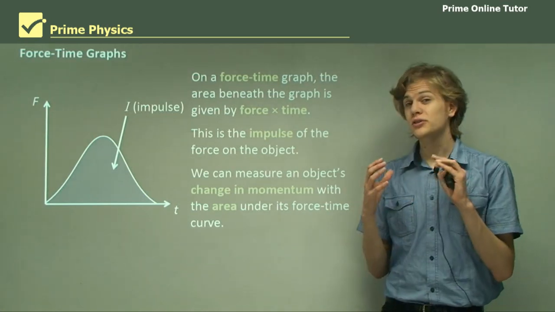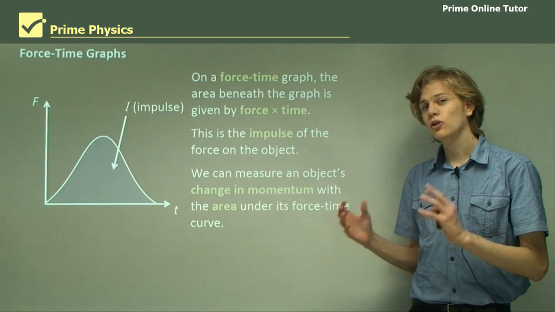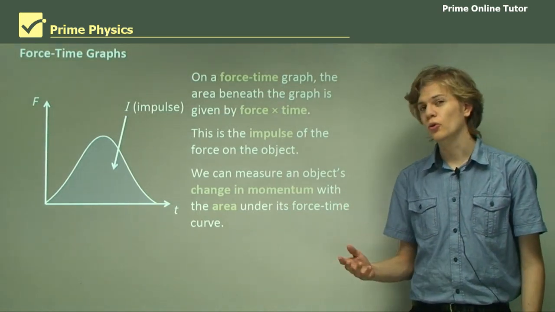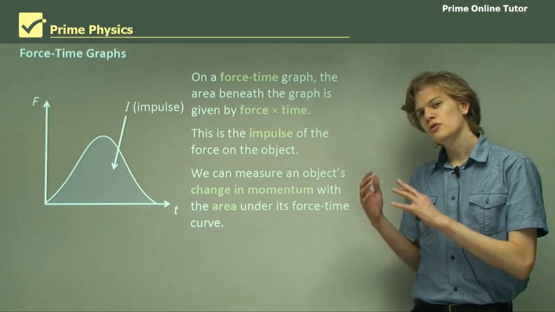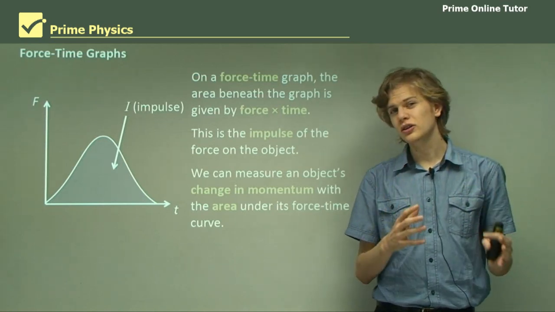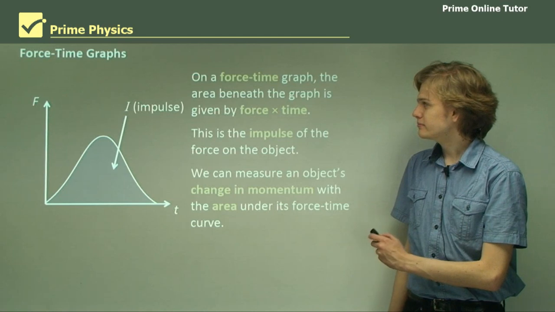And once we've figured out the change in momentum, we can figure out the velocity of the object and how it changes, assuming, of course, we have the mass of the object as well. If we know the momentum of an object, then we can't know its velocity unless we also know its mass.